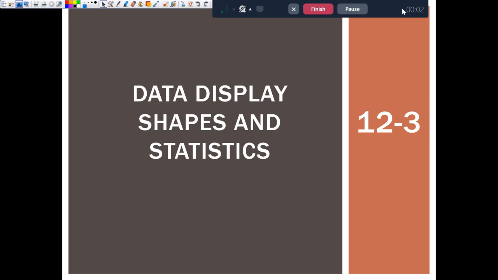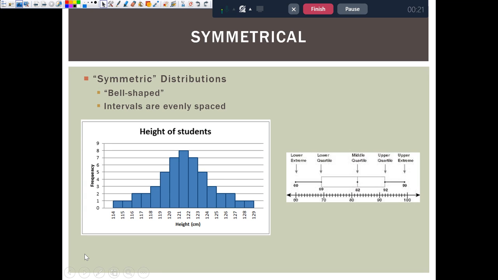So on Friday, we examined how to read and interpret data. Today, we're going to go a little bit more in depth with that. We're going to be able to identify the shape of the data, and that's going to allow us to interpret it in a special way. Okay? So first off, if something is symmetrical or symmetric, it's evenly distributed.